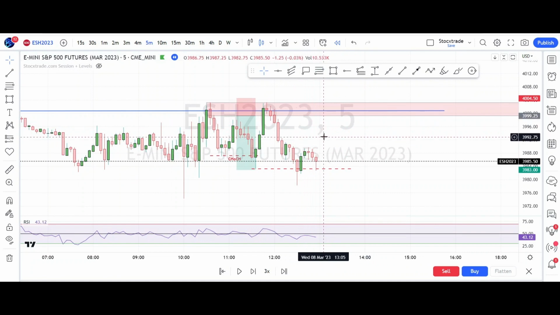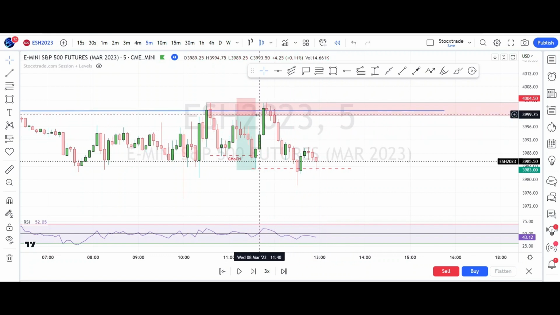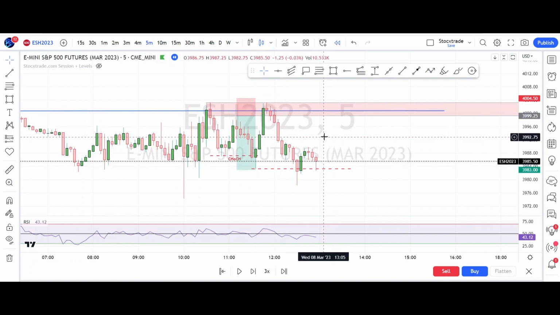So you know that even after losing 3, 4 or 5 trades, you will be break even. So just go with this strategy, and do the back testing.